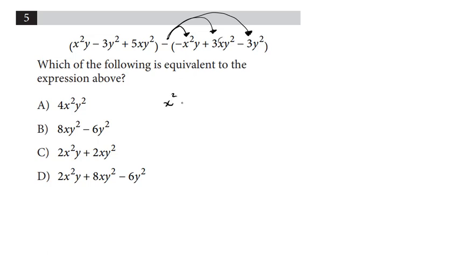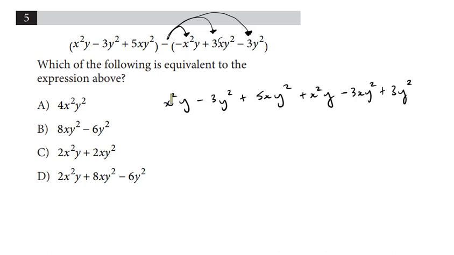So if I write it out again, it's going to be x²y − 3y² + 5xy², and then the minus minus makes it a plus because it's minus 1 times minus x²y, so that's + x²y. The minus times the positive gives you the negative, so −3xy², and the minus times the minus gives you the positive again, +3y².